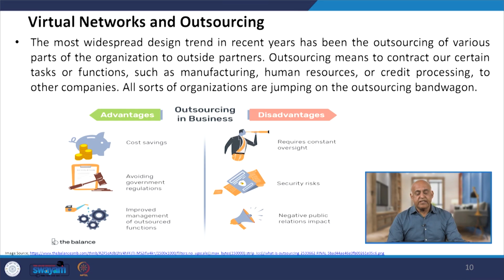So, virtual networks and outsourcing. The most widespread design trend in recent years has been the outsourcing of various parts of the organization to outside partners. Outsourcing means to contract over certain tasks or functions, such as manufacturing, human resources or credit processing, to other companies. All sorts of organizations are jumping on the outsourcing bandwagon. So, the advantages are cost savings, avoiding government regulations, and improved management of the outsourced functions. The disadvantage is that it requires constant oversight.